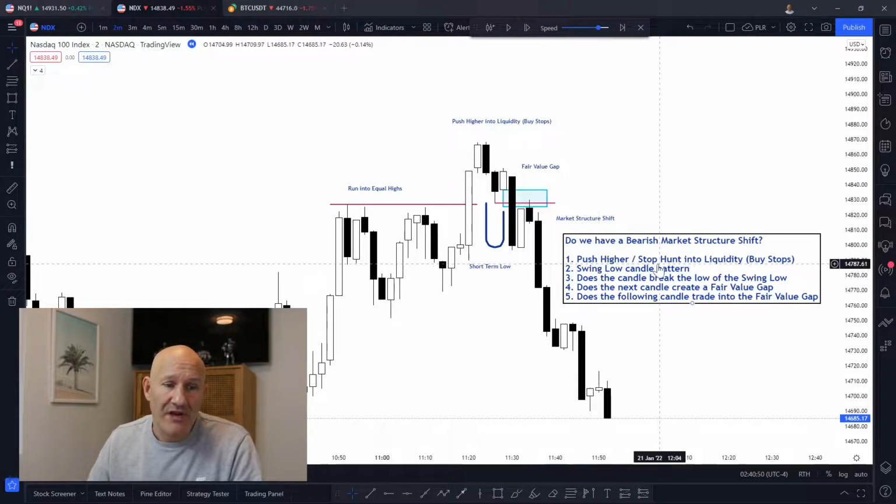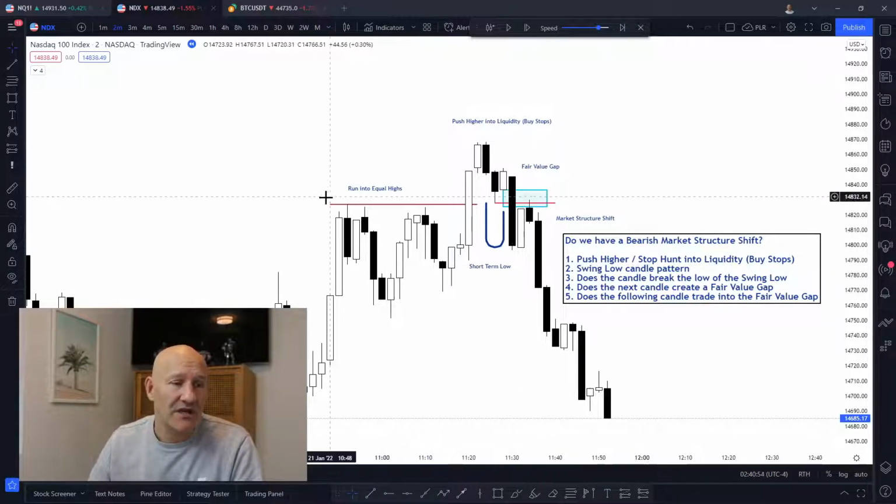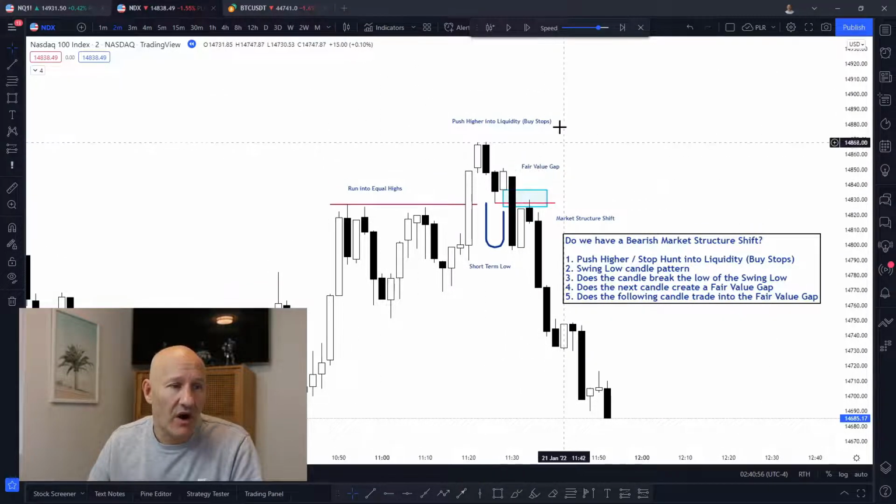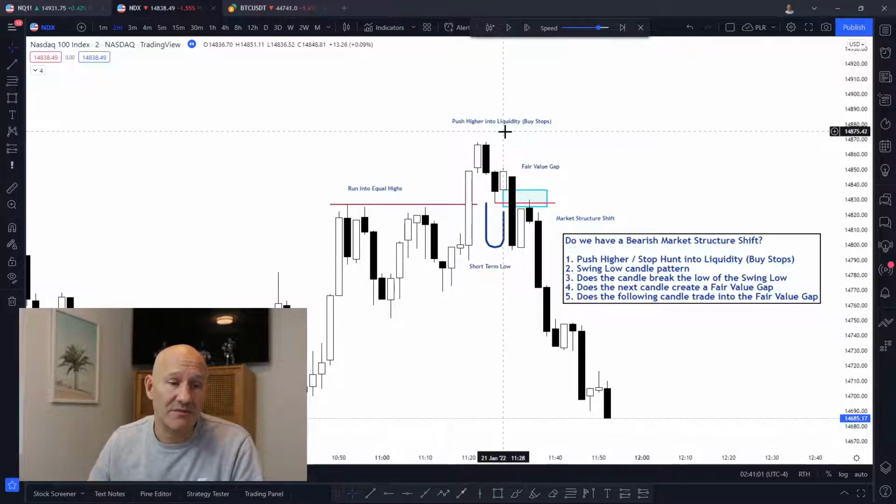So do we have a push higher or a stop hunt into liquidity, into those buy stops? Yes, we do. We have this run into these equal highs, the push high into liquidity, which is attacking those buy stops. And in concert with that, do we have a swing low pattern? Yes, we do. We have a 3 candle pattern here. So we have 1, 2, 3, with the center candle having the lowest low of those 3 candles.